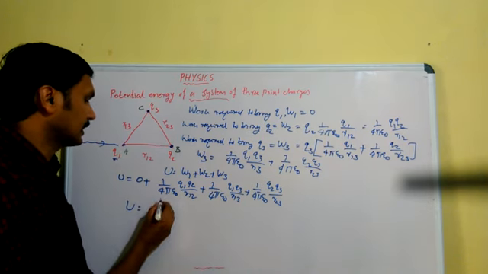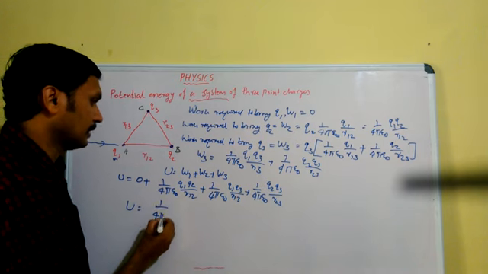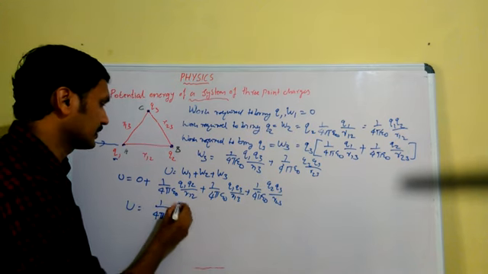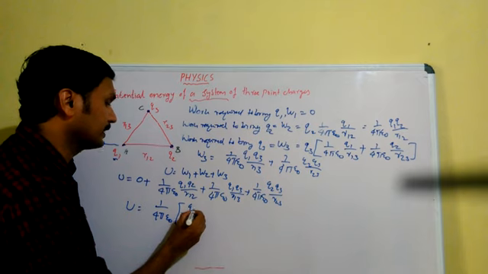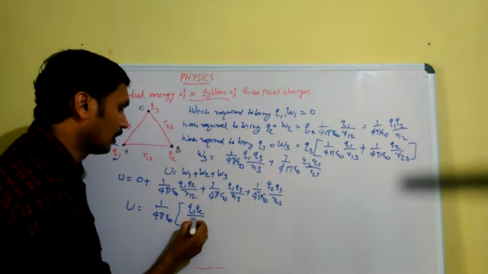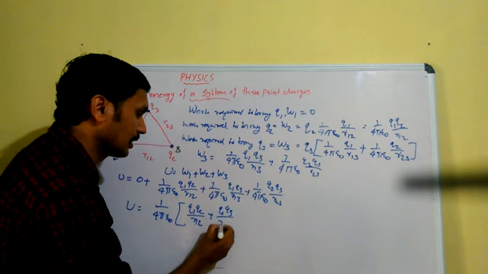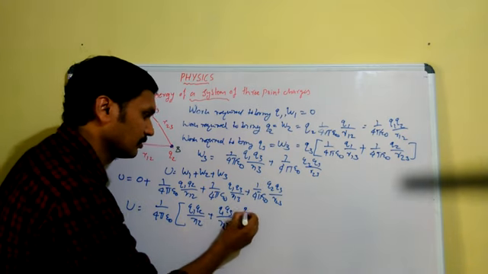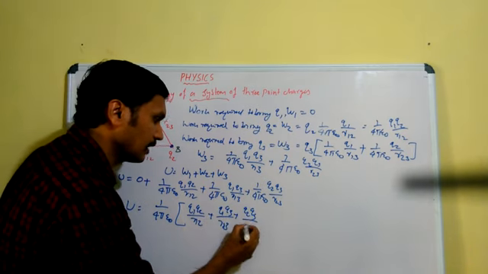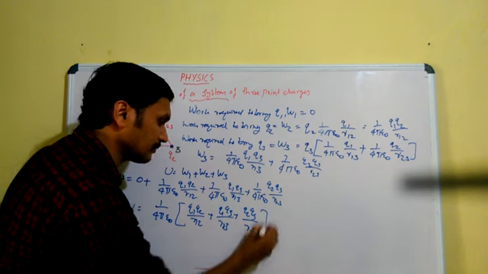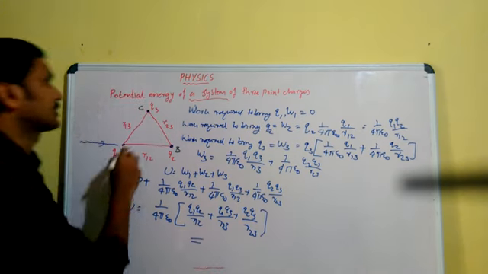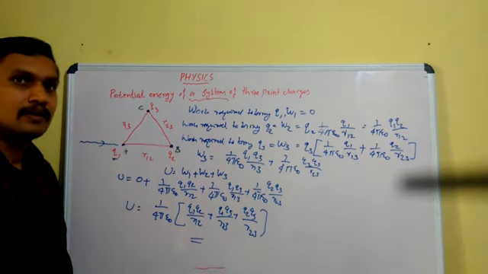If you want, you can rewrite it this way, keeping 1 by 4 pi epsilon 0 as a constant, and inside the bracket Q1 Q2 by R12 plus Q1 Q3 by R13 plus Q2 Q3 by R23. So this is the potential energy of this system.